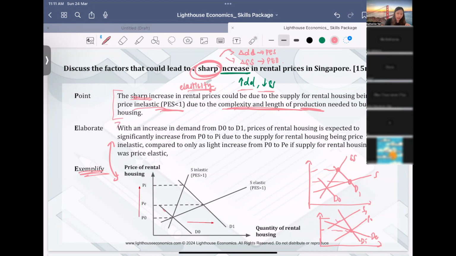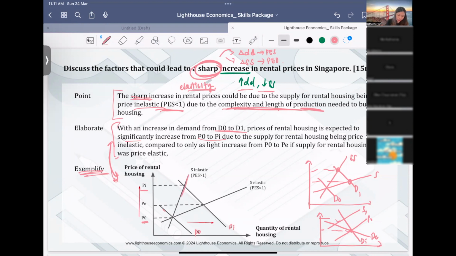Okay, so it means that your explanation must tie into your diagram almost every single line. That will make a very good diagram, a very good explanation. So with an increase in demand from D0 to D1, prices of rental houses are expected to significantly increase from P0 to P1 should the supply of rental housing be price inelastic.